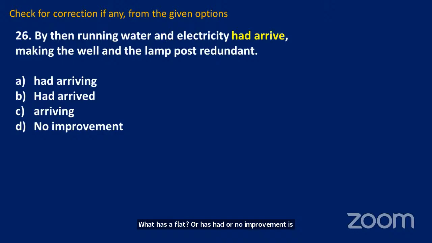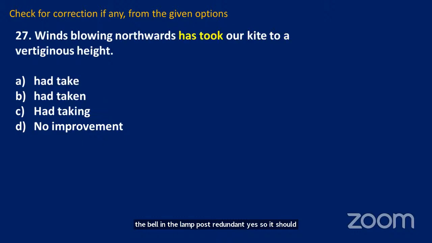By then running water and electricity had arrived, making the well and the lamp post redundant. Yes. So you should write it as by then running water and electricity had arrived. Right. See the next question.